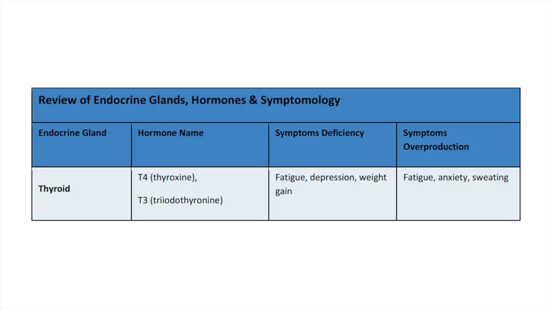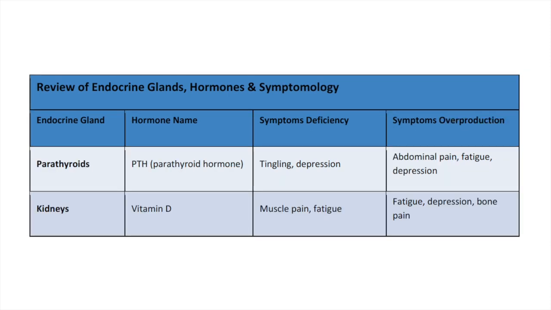Thyroid, responsible for T4 and T3. When there's too much T4 and T3, you've got fatigue, anxiety, and sweating. When there's not enough, you've got fatigue, depression, and weight gain. Finally, we've got the parathyroid, PTH. Too much parathyroid hormone, you've got abdominal pain, fatigue, and depression. Not enough, you've got tingling and depression.